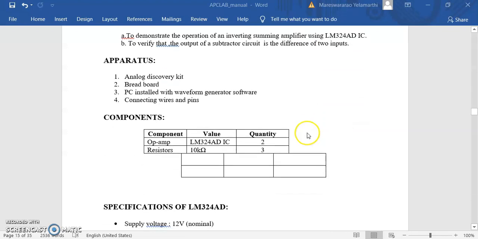The components required for this circuit are LM324AD ICs. We need a single IC. Here the quantity is two, but we need only one IC. We also need 10 kilo ohm resistors and 22 kilo ohm resistors.